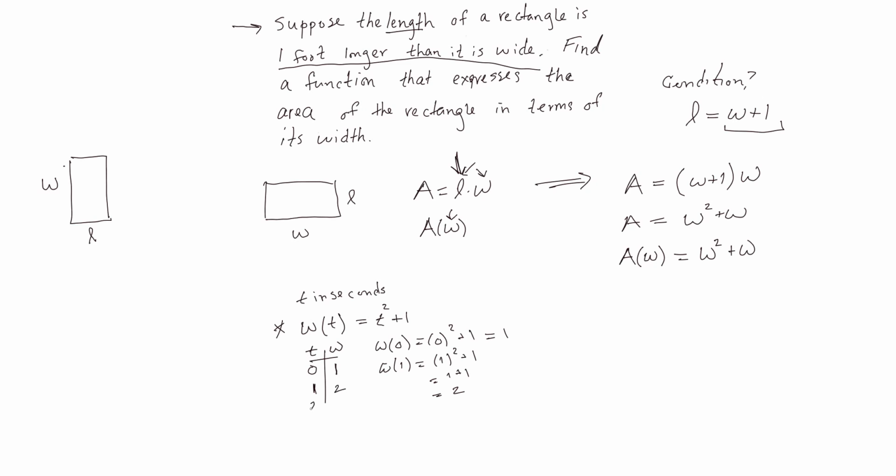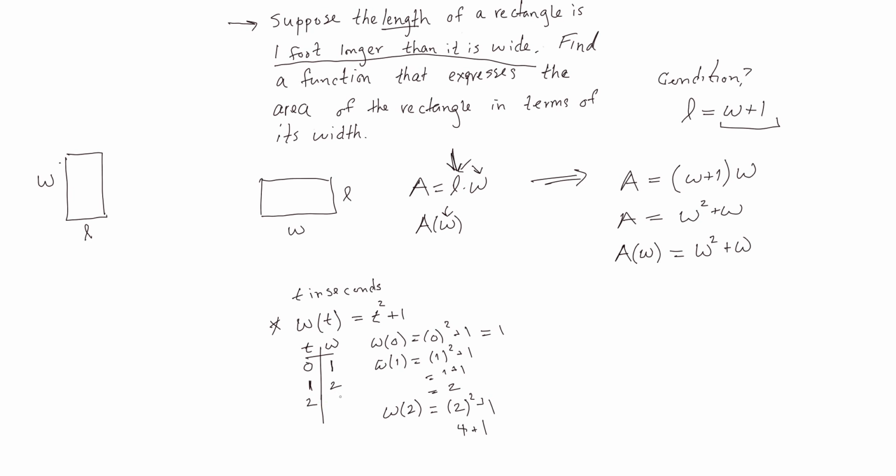I'll do one more. When t equals 2 seconds, we're evaluating W at 2. That gives us 2 squared plus 1, which is 4 plus 1. So when t equals 2 seconds, the width is 5 feet.